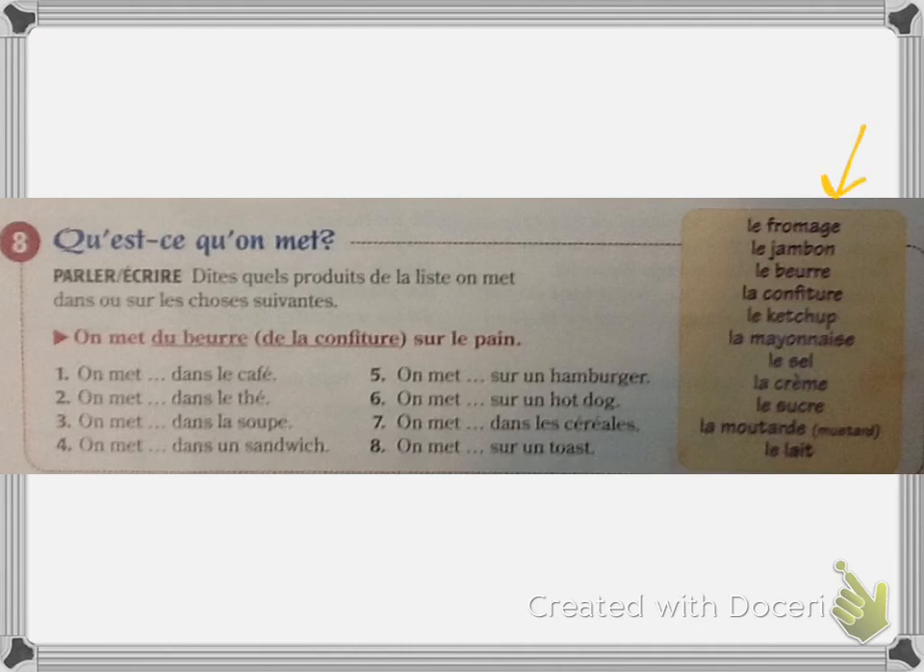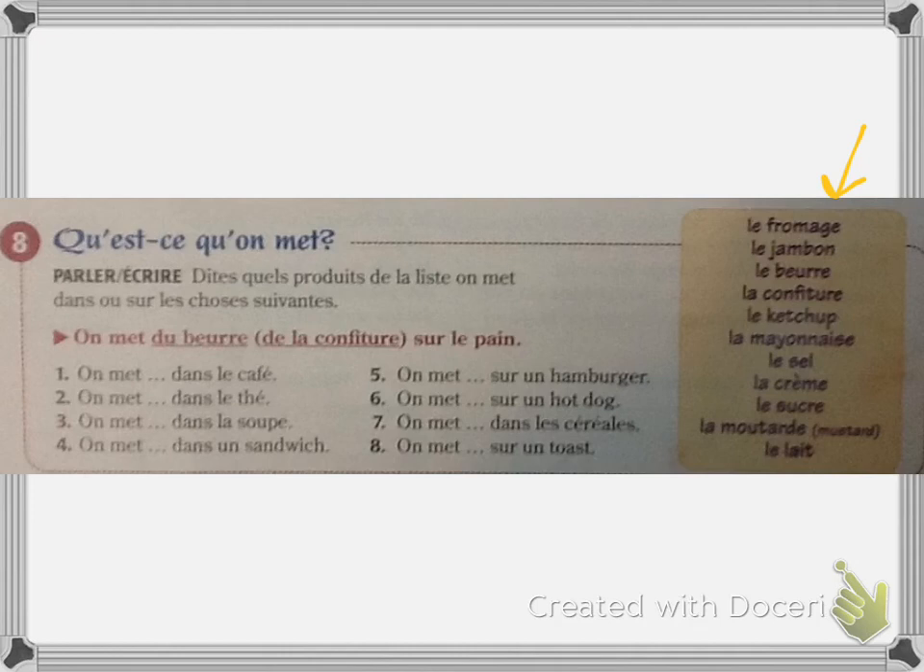Le fromage is cheese. Le jambon is ham. Le beurre is butter. La confiture is jam. Le ketchup is ketchup. La mayonnaise is mayonnaise. Le sel is salt. La crème is cream. Le sucre is sugar. La moutarde is mustard. And le lait is milk.